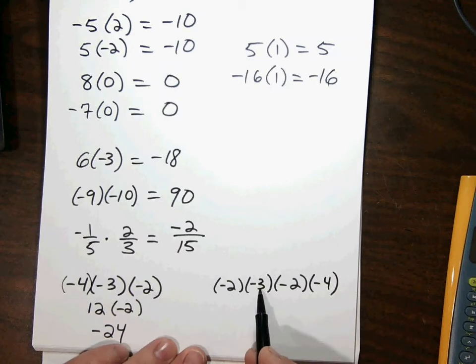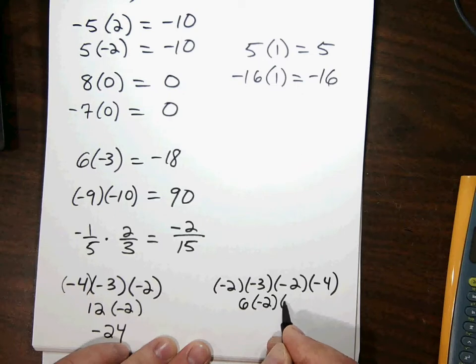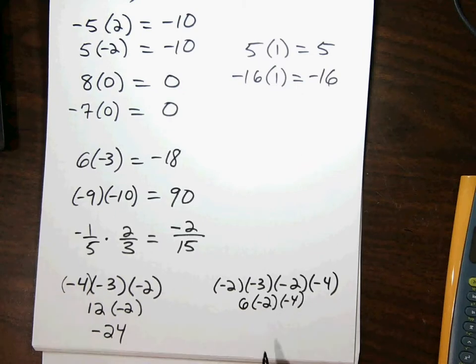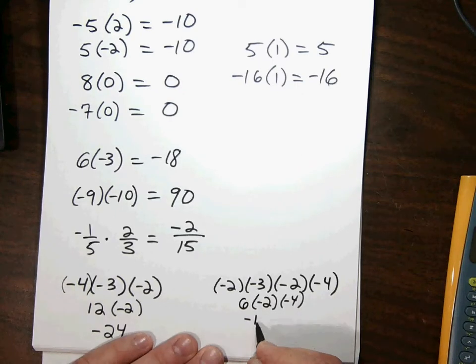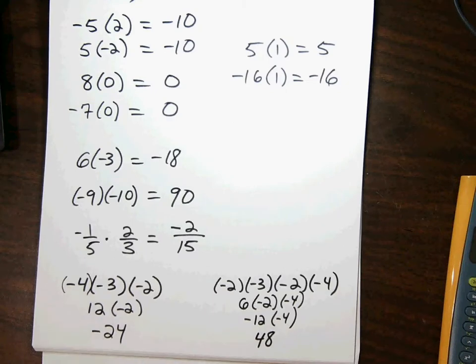All right, negative times negative is positive. So positive 6. I'm just going to bring everything else down. Positive 6 times -2 is -12. And -12 times -4 is positive 48. Okay? So look what we have here. I've got 3 negatives multiplied together, and the answer is negative. I've got 4 negatives multiplied together, and the answer is positive.